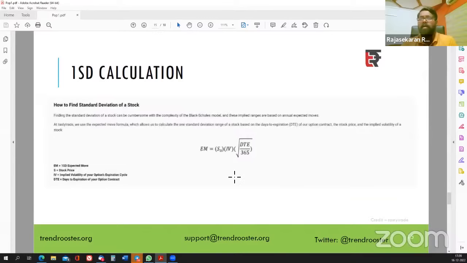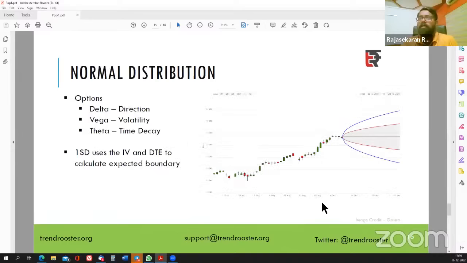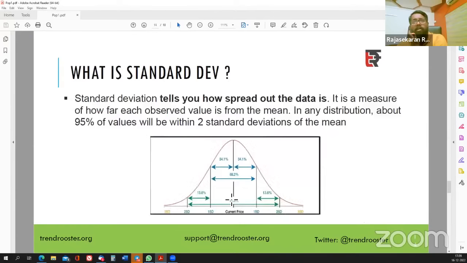And this is the formula. Again, I took this formula screenshot from Tastytrade, that's a credit. Basically, the standard deviation formula in options is derived from a few parameters. It's actually from the Black-Scholes formula, and one of the inputs is volatility. So you need to key in the volatility to make this standard deviation curve. So guys, tell me, is volatility a constant?